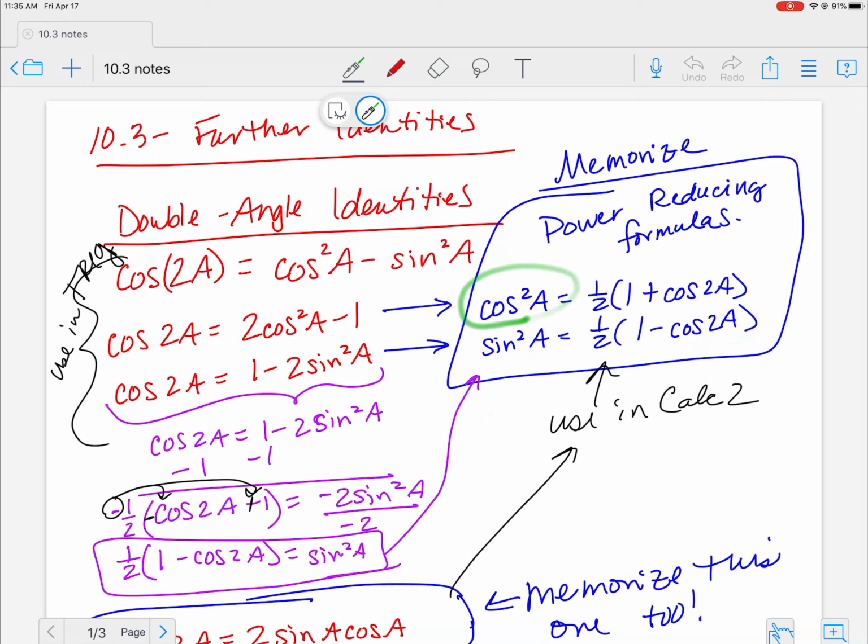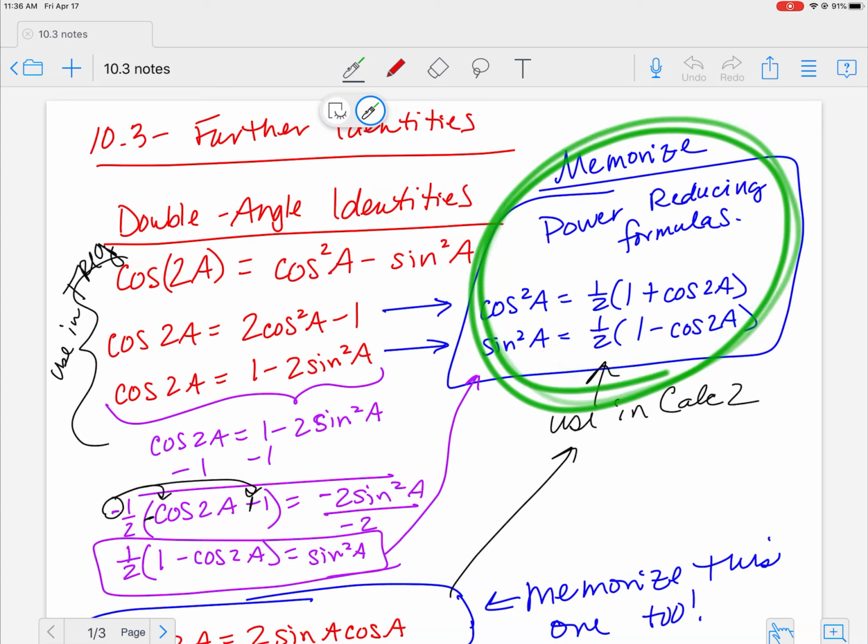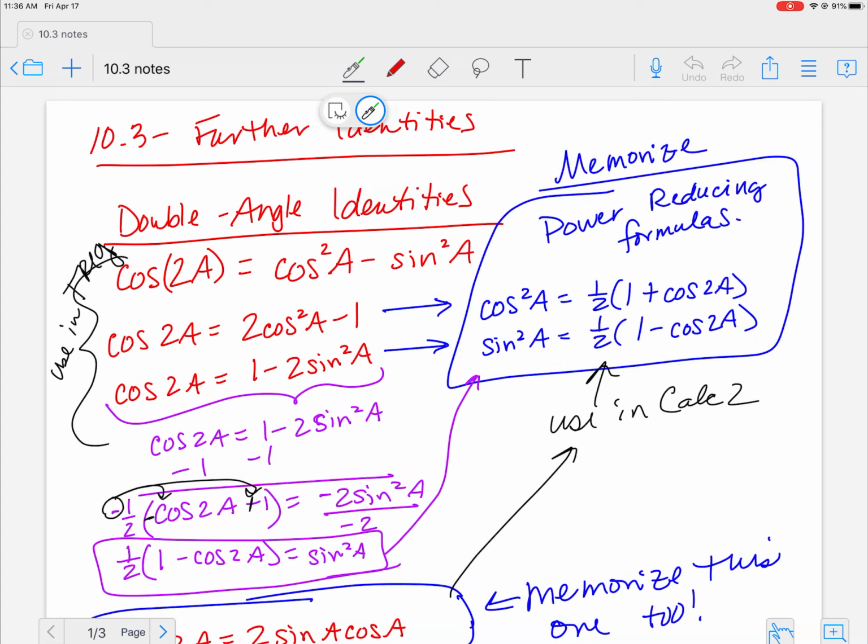The big deal here is cosine squared you can break down to be this plus, and sine is minus because of the fact that cosine is first here and sine is second. All right, so this is a good one to have on hand because we're going to use it a lot in Calc 2.